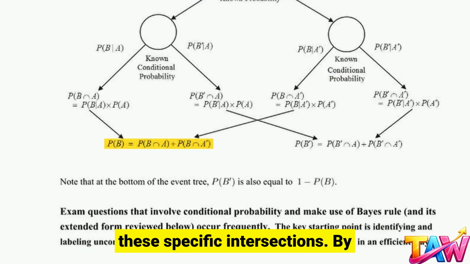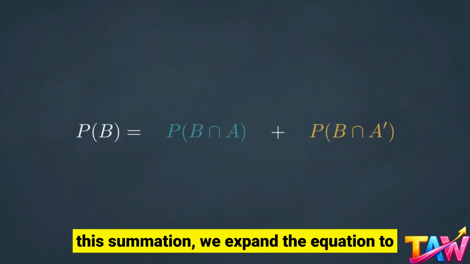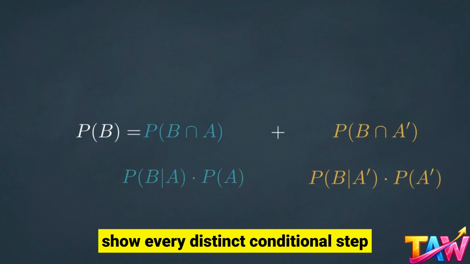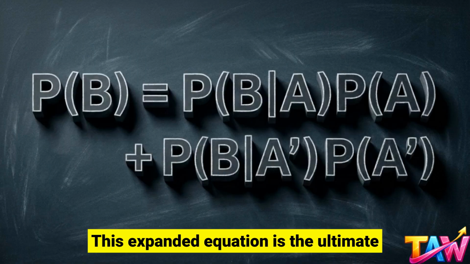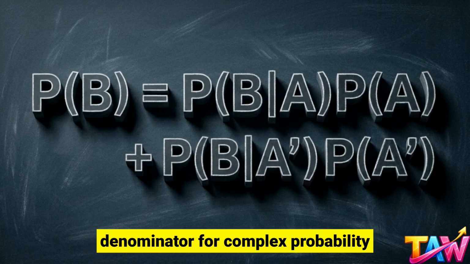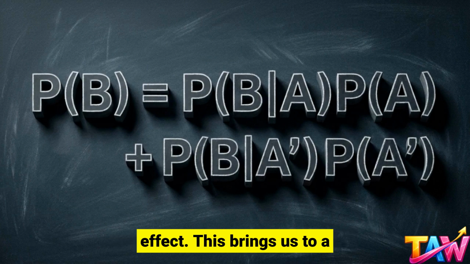The law of total probability states that we can find the total likelihood of B through a simple algebraic summation of these specific intersections. By substituting the multiplication rule into this summation, we expand the equation to show every distinct conditional step required to reach the target outcome. This expanded equation is the ultimate denominator for complex probability inversions. It captures every possible reality that leads to an observed effect.